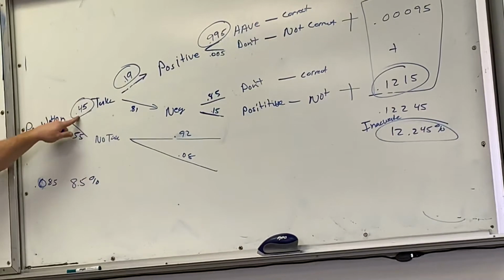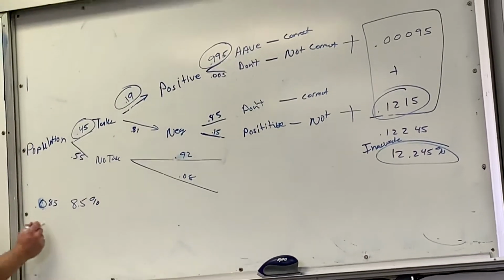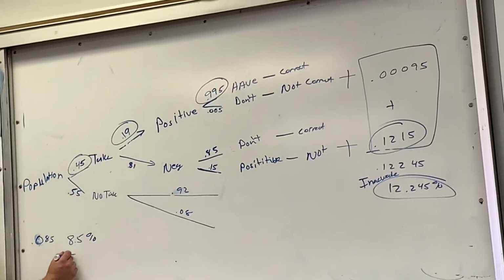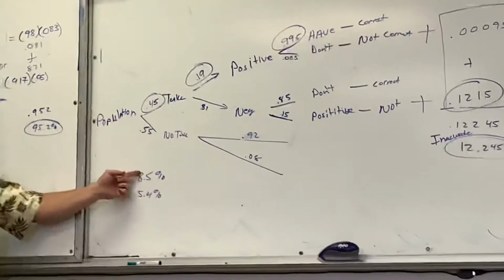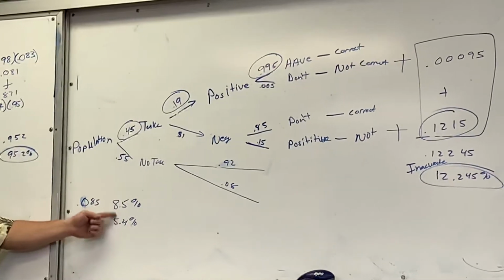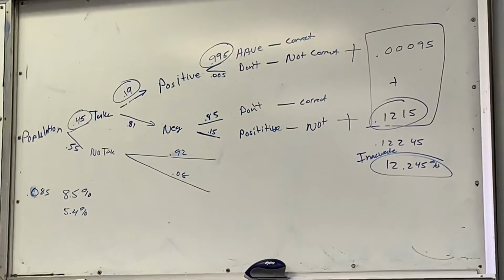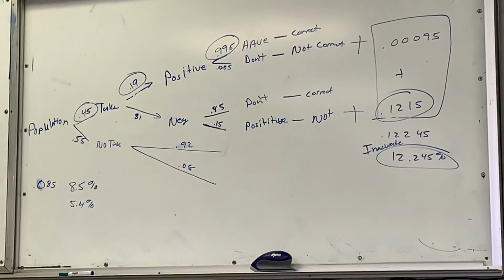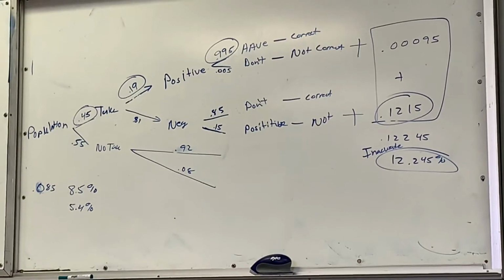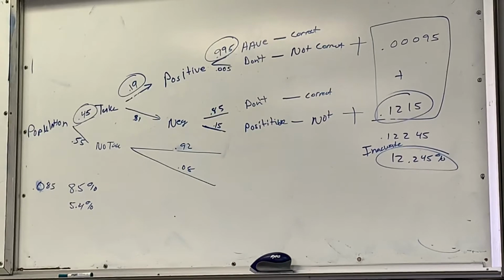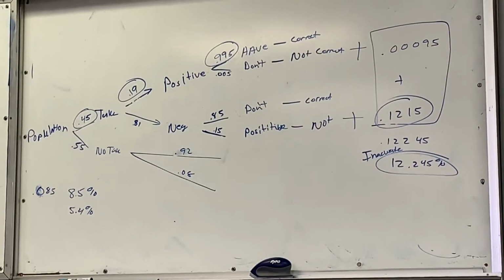0.1215 times 0.45. What did you get, Caleb? 5.4%. That's almost half of the other percent. There's a lot of people who take the test, think they're negative, and really aren't. By the way, are those the most dangerous? Yes, because they'll go home to their grandparents or whatever.